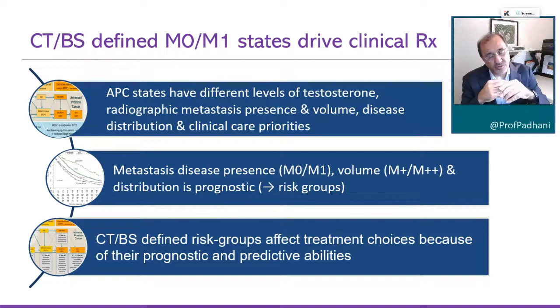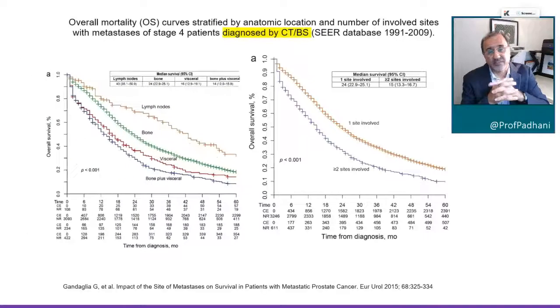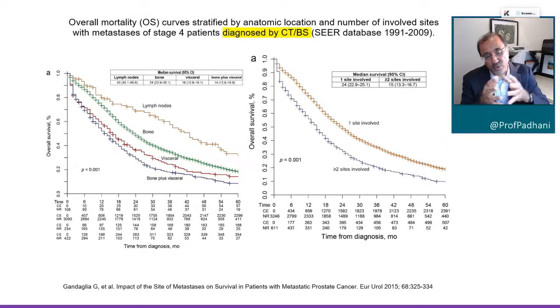Now, the presence of metastatic disease, its volume and distribution, form risk groups, and it's on the basis of these risk groups that treatment decisions are made, because these risk groups are mostly prognostic, but in some cases are predictive. So if you look at these two graphs, you can see that this is metastatic hormone-sensitive prostate cancer. And on the left-hand side, you can see that patients with lymph nodal disease have a better survival than those patients with visceral disease, for example. And the number of sites is also prognostic, as you can see on the right.